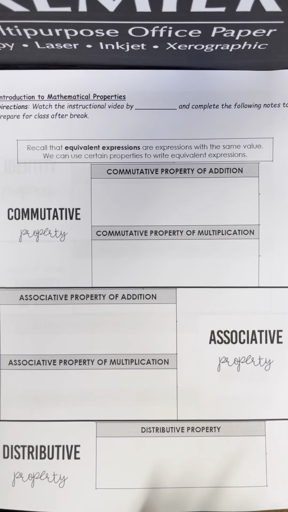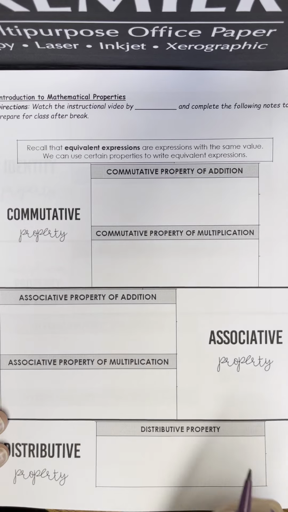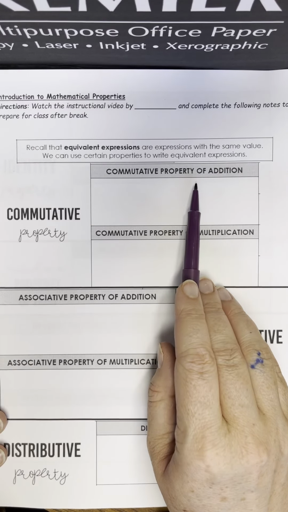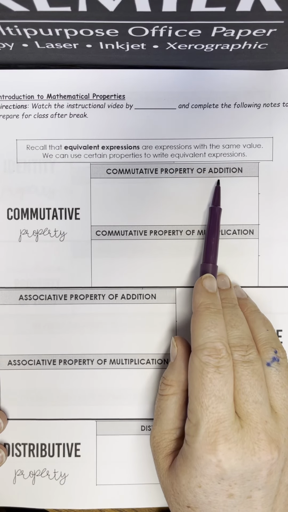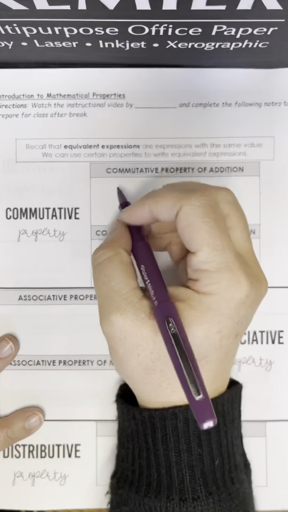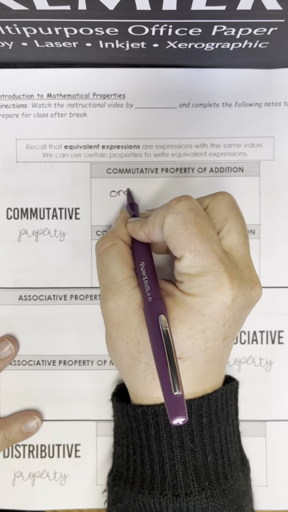All right, guys, so today we're going to talk about mathematical properties, and this will prepare you for when we get back to school in January. So the first property I want to talk to you about is the commutative property, and the commutative property as it relates to addition. So in this property, all we're saying is the order of terms does not matter.